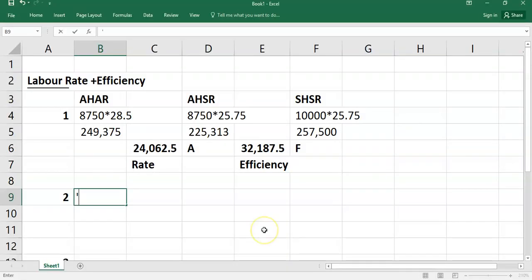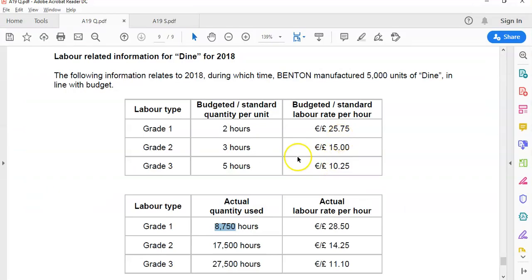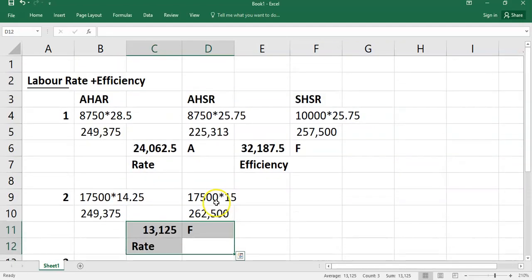Grade 2 is 17.5 times 14.25. 17.5 times 14.25 just happens to come to the same number. That's a coincidence. Then you're going 17.5 times the standard rate per hour for grade 2, which was 15. So again, double check. The standard rate per hour is bigger than the actual, so that means you saved money here. You paid 75 cents per hour less than expected, so that will be favorable. And that will be the rate variance for grade 2. A favorable rate variance overall.